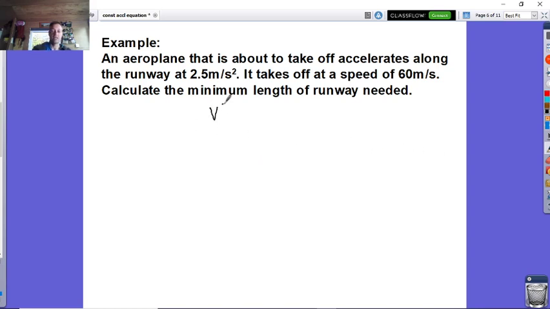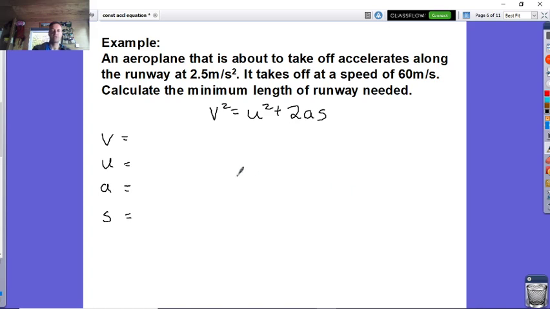So here's the equation. v squared equals u squared plus 2as. Now what I've always told you to do, it's like a little shopping list, isn't it? Write down everything they give you.